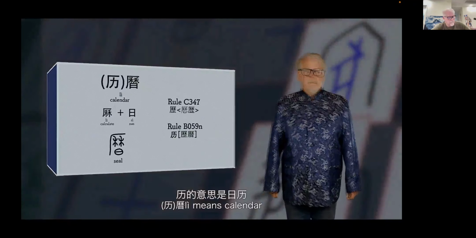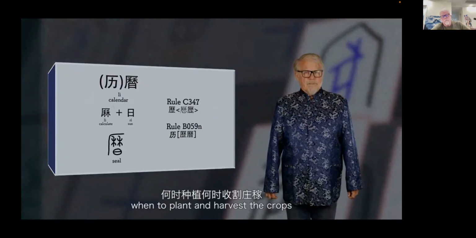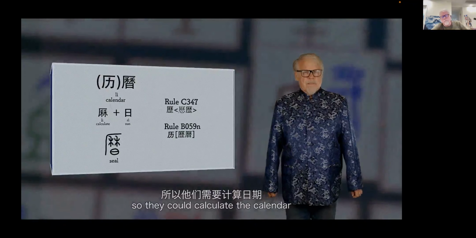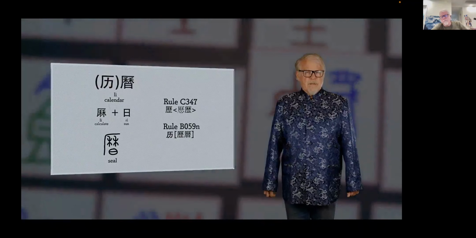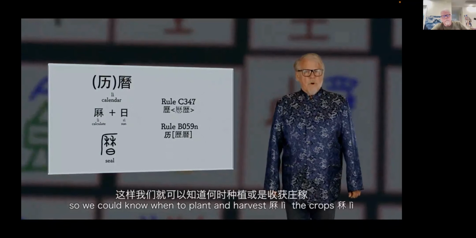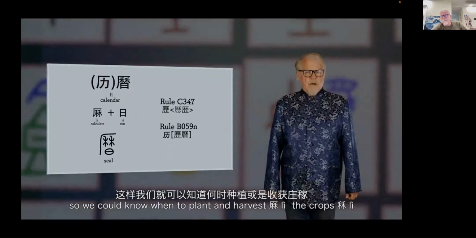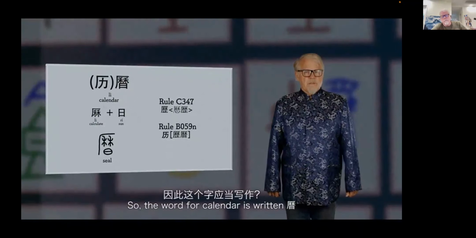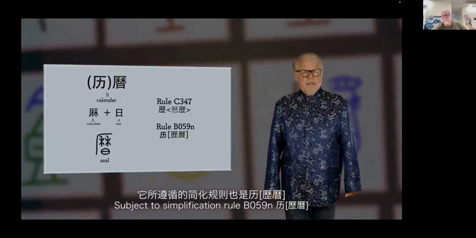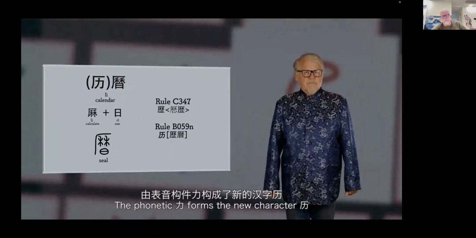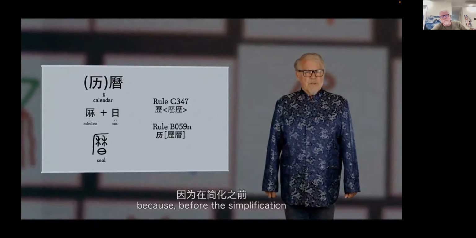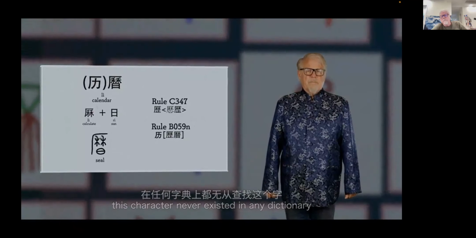Li means calendar. In order to calculate when to plant and harvest the crops, they needed to understand the motion of the sun, zhi, so they could calculate the calendar. It was necessary to invent a calendar, li, by watching the passing motion, zhi, of the sun, ri. This is so we could know when to plant and harvest, li, the crops, li. So the word for calendar is written, li. It is subject to simplification rule B059N. The phonetic li forms the new character li. I call it a new character because before the simplification, this character never existed in any dictionary.